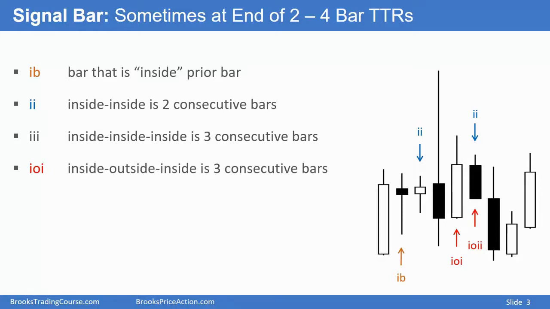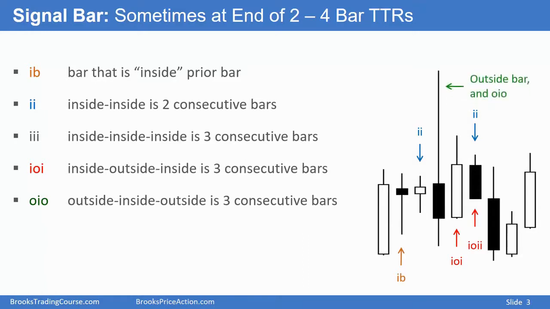You can also get an outside, inside, outside bar. I know it's getting confusing, but sometimes that's what you get. We have an inside bar here, which means this is an outside bar. So we have an outside bar, another outside bar. So this is an OIO setup. Again, it's just a sign of a sideways market that is trying to break out or getting ready to break out. It's a breakout mode setup.